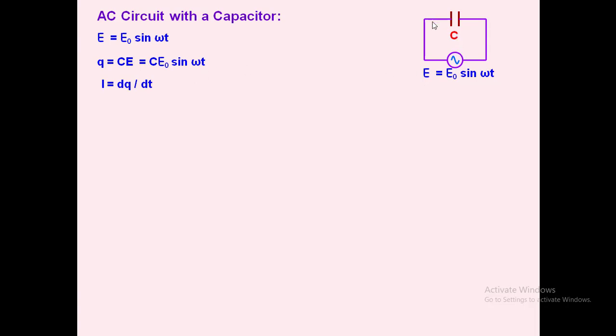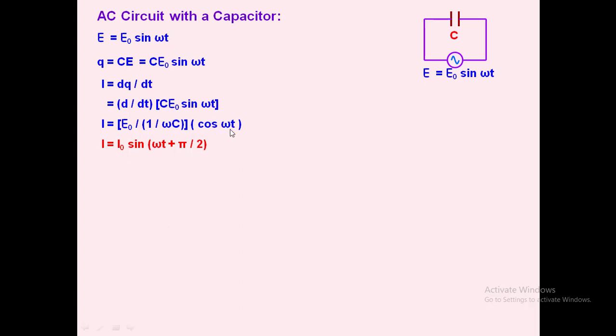But I want to find the current here. So whenever you want to find the current, what is the formula for current? Current I is nothing but dq by dt. So differentiate this expression with respect to time. So d by dt of q is C E naught sin omega t. Substitute here and differentiate. You are going to have the expression as E naught by 1 by omega C cos omega t. Now here this 1 by omega C is taken as XC, and the total expression E naught by 1 by omega C will become I naught.